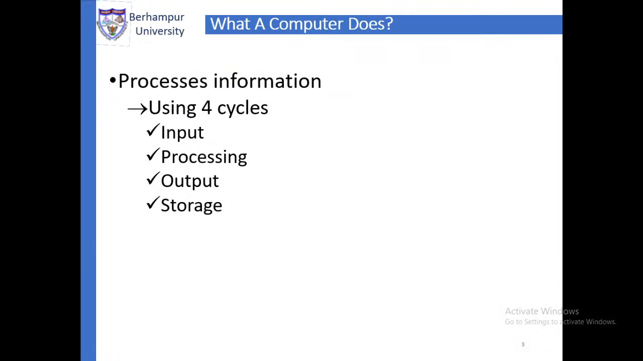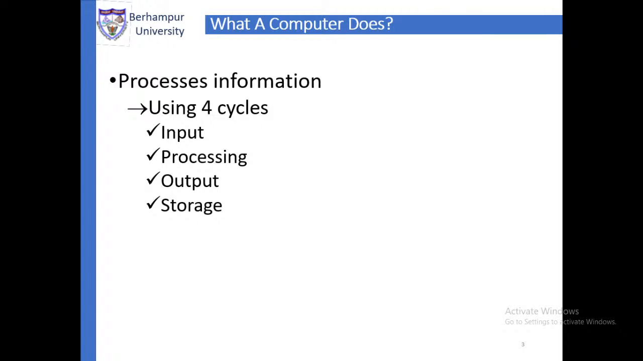A computer basically processes information, and information processing involves 4 cycles in the computer. One is input, you have to gather data through input. Then it is processing, or what we say, we run the computer. Then output, which is after processing whatever data you get, new data, that is going out as output. Then that output or input both can be stored in the computer.